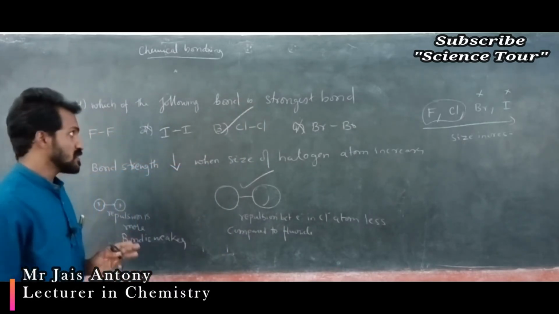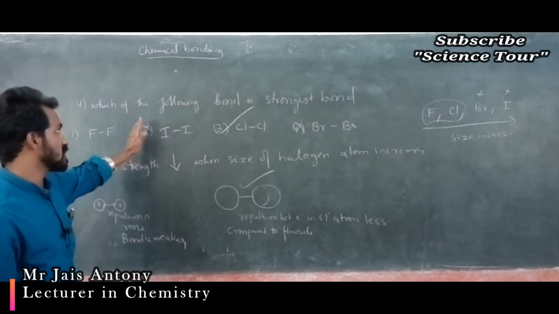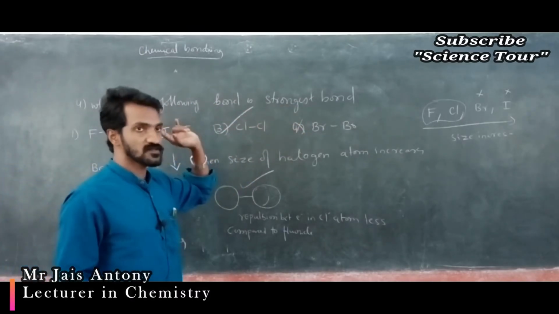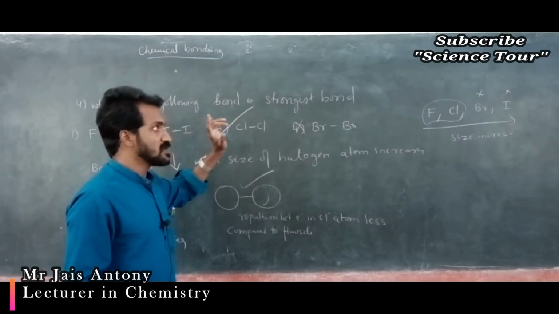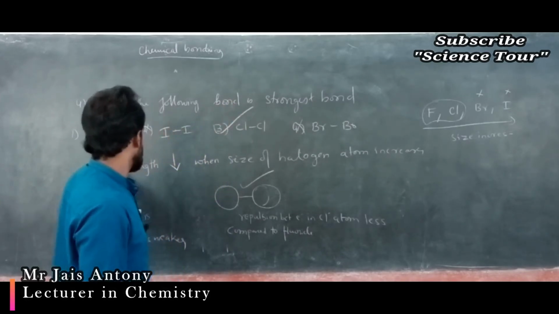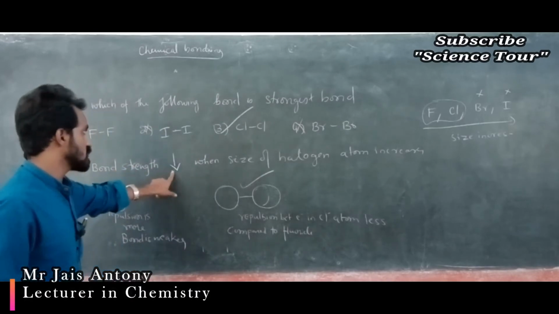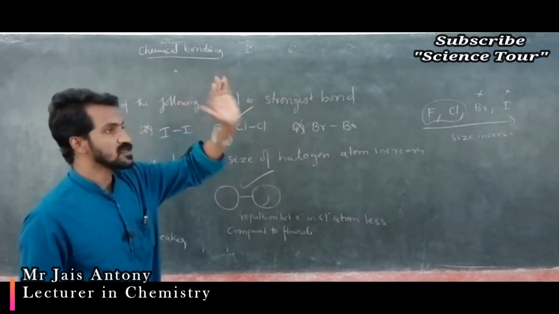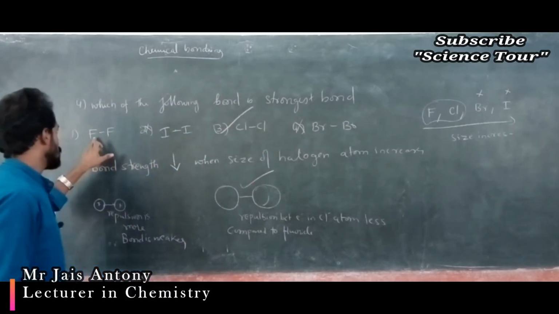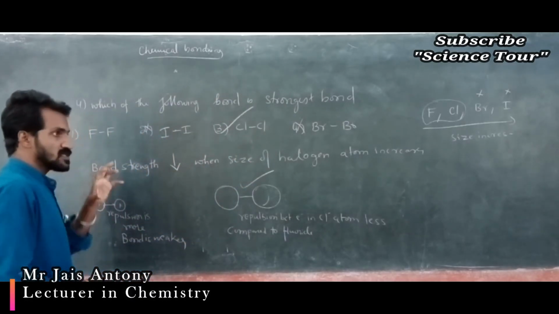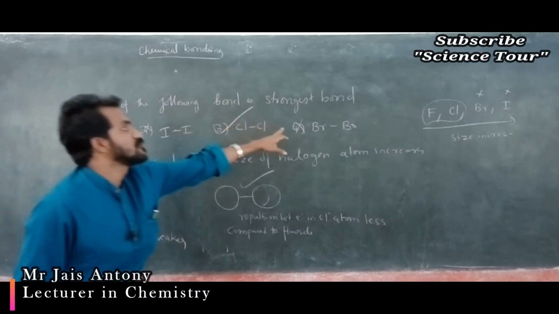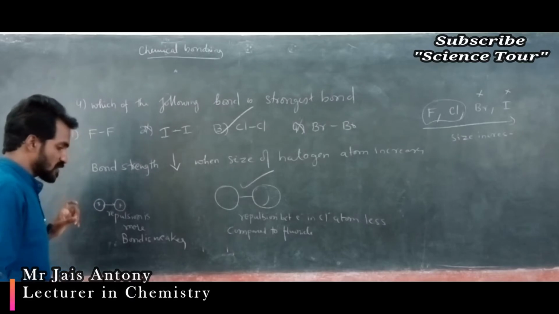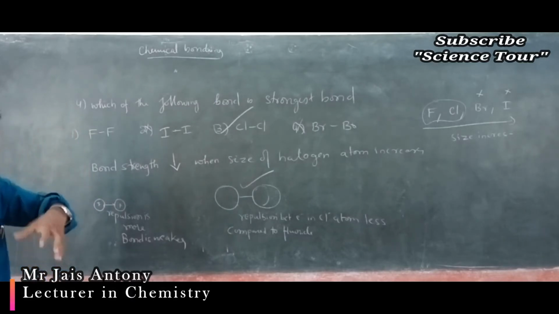My dear students, at the beginning we neglected these two options. Why are we not considering these two options in our case? Bromide and iodine size is bigger. By the given formula, bond strength decreases when the size of the halogen atom increases. So that too is out of the list. Fluoride and chloride sizes are small compared to these two.